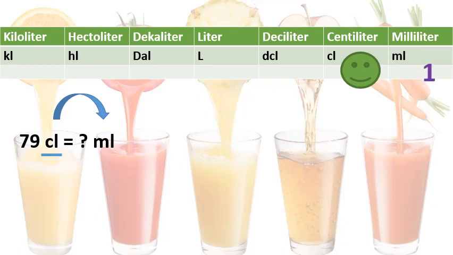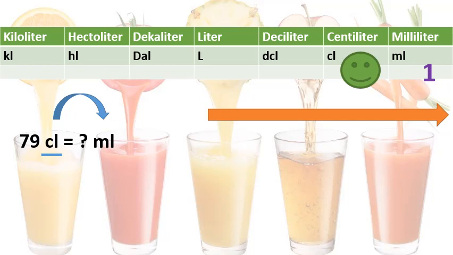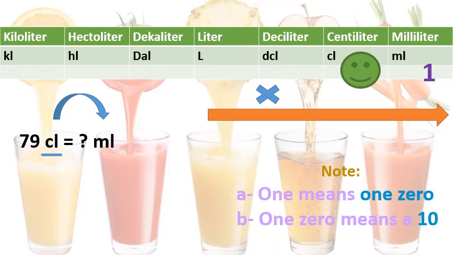1. What does this one mean? So 1 means 10. How are we going in this table? We're going to the right. What does it mean to the right? It means we have to multiply. So 1 means 1 0 and 1 0 means a 10. And since we are moving to the right in this table, it means we have to multiply. Okay, so over here we have 79 times 10.